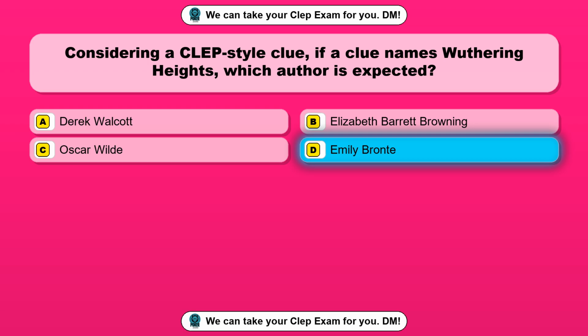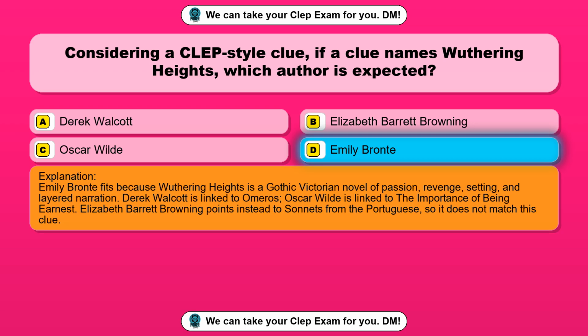Emily Bronte. Emily Bronte fits because Wuthering Heights is a Gothic Victorian novel of passion, revenge, setting, and layered narration. Derek Walcott is linked to Omeros. Oscar Wilde is linked to The Importance of Being Earnest. Elizabeth Barrett Browning points instead to Sonnets from the Portuguese, so it does not match this clue.